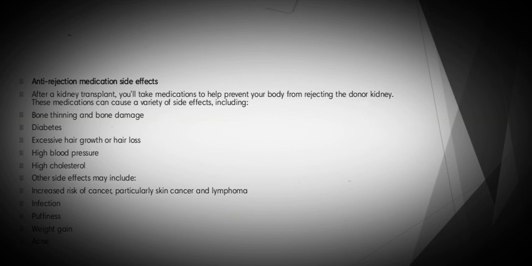Anti-rejection medication side effects. After a kidney transplant, you will take a medication to help prevent your body from rejecting the donor kidney. This medication can cause a variety of side effects, including bone thinning and bone damage, diabetes, excessive hair growth or hair loss, high blood pressure, high cholesterol, and other side effects may include increased risk of cancer, particularly skin cancer and lymphoma, infection, puffiness, weight gain, and aching.